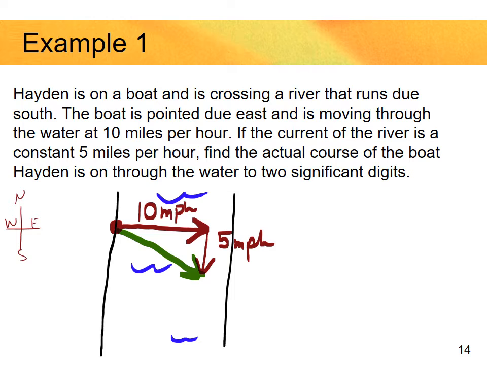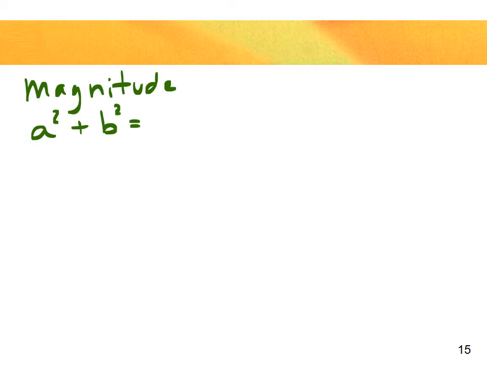And we want to find the actual course of the boat. So I need direction and magnitude. I need both. So let's go with magnitude first. That's pretty easy. If you guys noticed on the previous one, that was a right triangle. And a right triangle has the Pythagorean theorem associated with it here. So I can figure out the magnitude pretty quick.